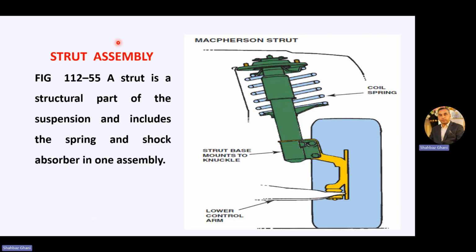Let's see the strut assembly. A strut is the structural part of the suspension and includes the spring and the shock absorber in one assembly. So we have this steering knuckle, the yellow one, the lower control arm ball joint, and the lower control arm. The upper steering knuckle is attached to the strut base mount. We have this assembly, which has a coil spring and shock absorber, and this is the upper mounting. So this is your MacPherson strut, simple.